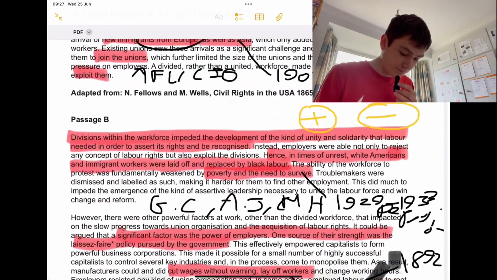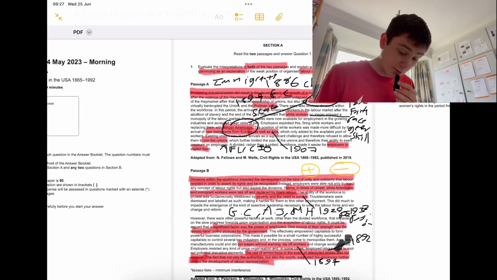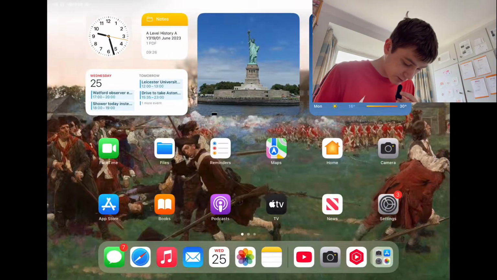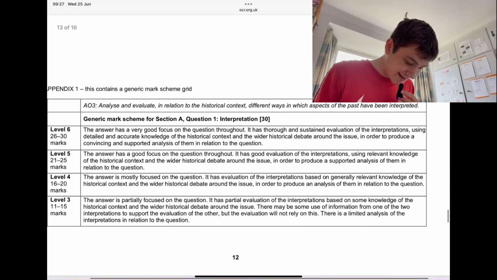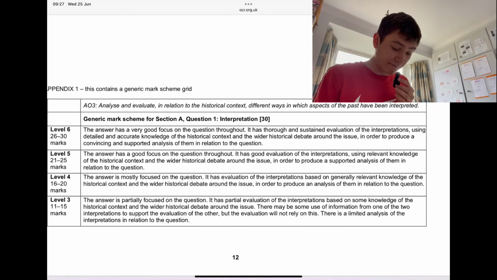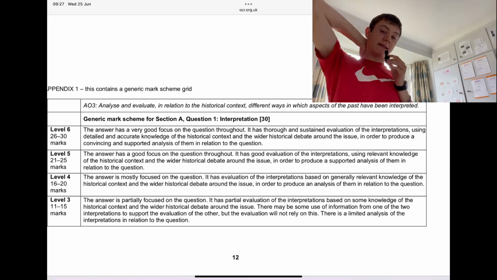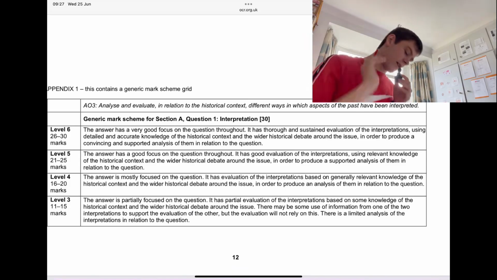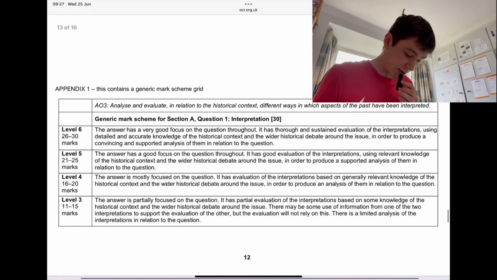So yeah, let's have a look at the examiner's reports for this question, and first, the mark scheme. In this 30 marker, it's about analysis and evaluation in relation to historical context, so just knowledge really, and historiography, the different ways in which aspects of the past have been interpreted. I don't think that's really anything new there. We've already discussed it in the video.